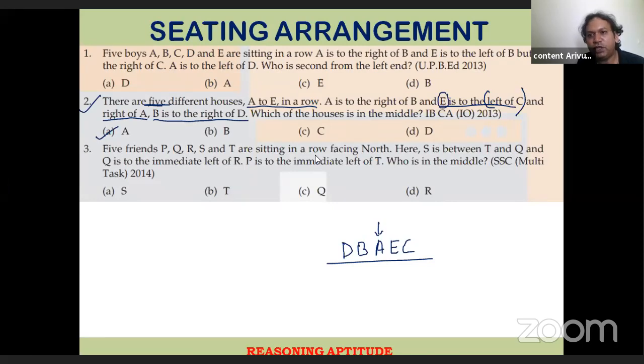Now try out question number three. What is the answer for question number three? Everyone should try to solve and post the answer in the comment section.